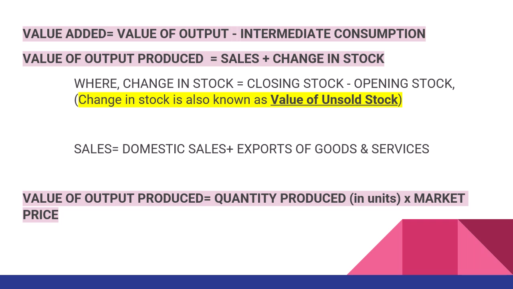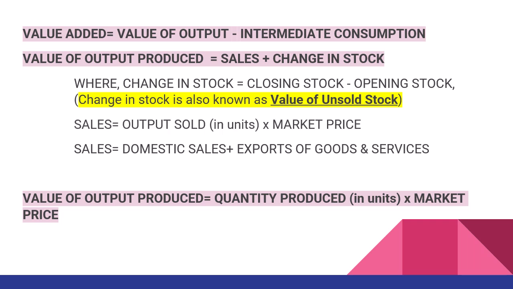Please keep this point in mind while solving numericals for national income using value added method. They at times give you sales and exports separately in the numerical. So don't get confused. If sales are given, that means it is total sale, which includes domestic as well as export. You don't need to include exports separately in that case, right? Then sales can also be calculated using the formula output sold into market price.